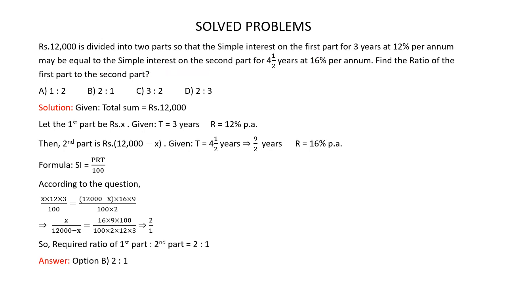Now we know that simple interest is equal to PRT divided by 100. So according to the question, x multiplied by 12 multiplied by 3 divided by 100, which is the simple interest for the first part, is equal to 12,000 minus x multiplied by 16 multiplied by 9 by 2 divided by 100, which is the simple interest for the second part. Now on solving this, we get 2 by 1. So the required ratio of first part is to second part is equal to 2 is to 1. The correct answer is option B, 2 is to 1.